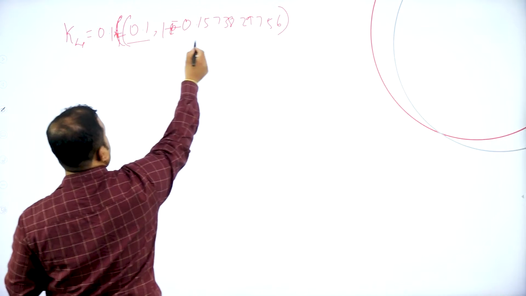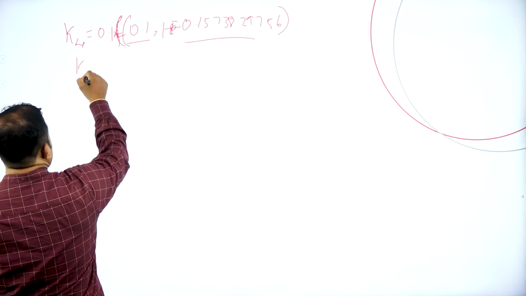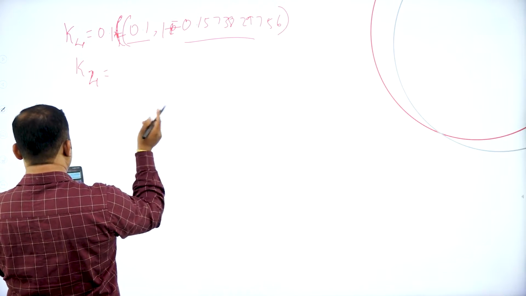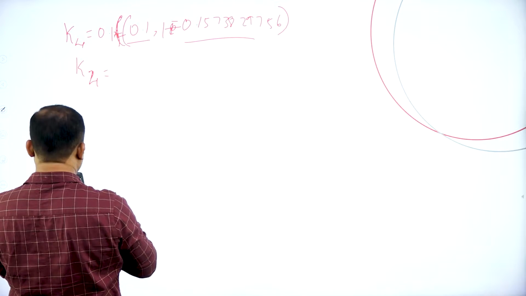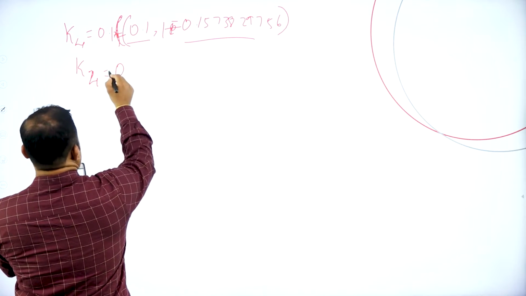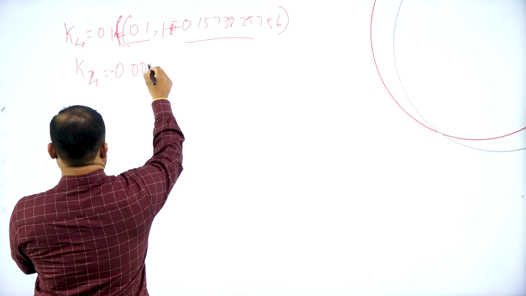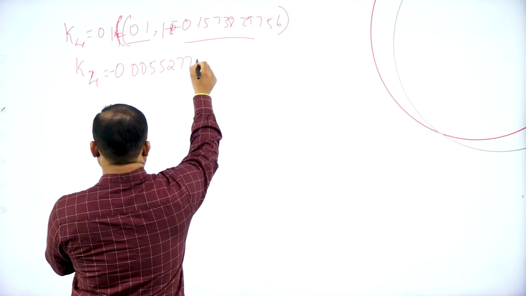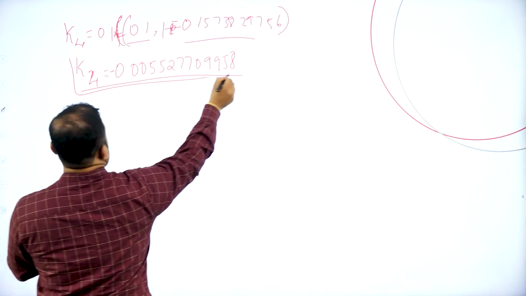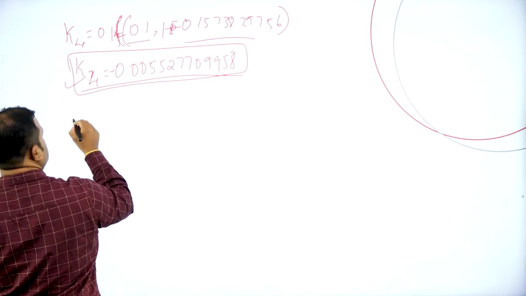If I substitute these into that equation, K4 is equal to minus 0.05527. That has to be multiplied by 0.1. So we are getting the value which is equal to minus 0.005527709958. This is the value of K4. Now we have found the values of K1, K2, K3, K4. What is the next step?